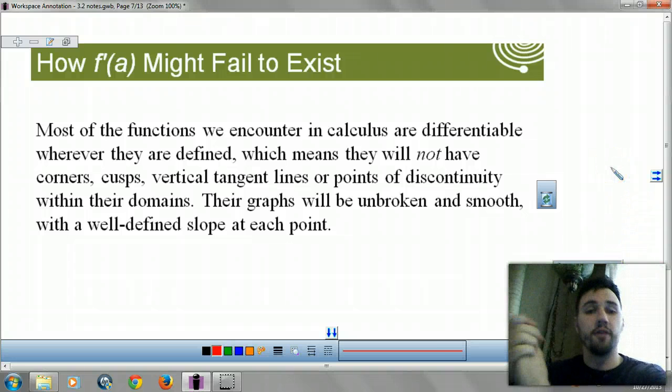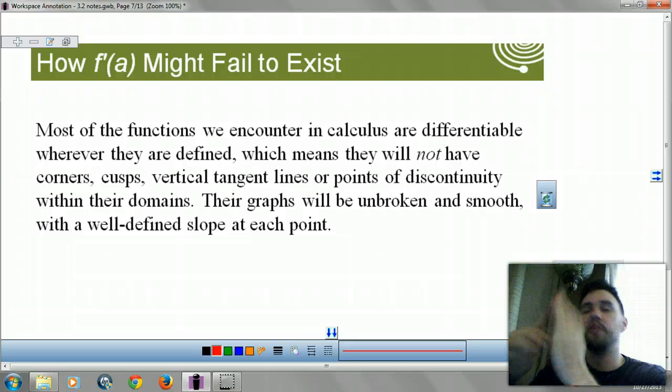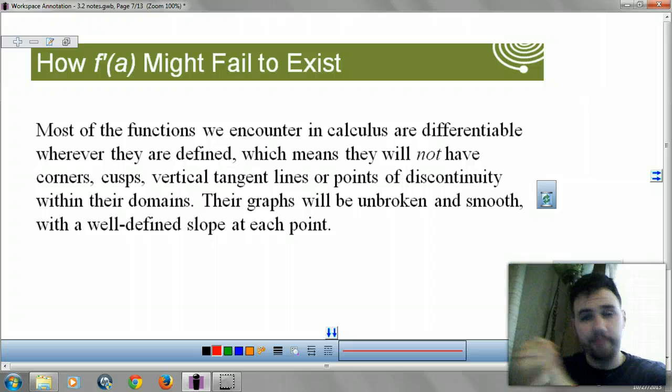Most of the functions we are going to deal with will be differentiable where they're defined. They usually won't have corners, cusps, vertical tangents, or points of discontinuity. Most of them will be unbroken, smooth, with well-defined slopes at each point.